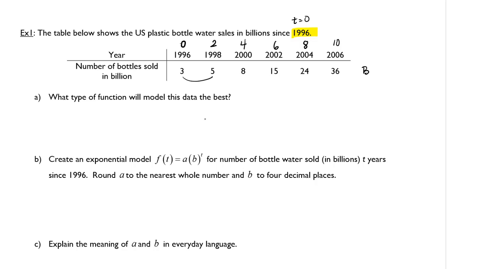if you look at the distance from 3 to 5, that's 2. From 5 to 8, that's 3. From 8 to 15 is 7. And so it's clearly not linear. It may be quadratic. It may be exponential. You could calculate 36 divided by 24 and then take 24 and divide it by 15 and see if these numbers come out the same. And when I do that, they do not match.